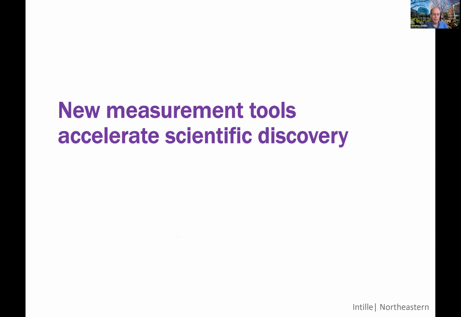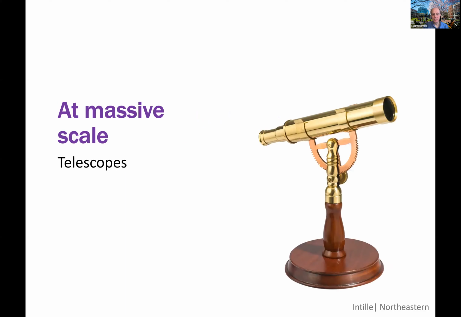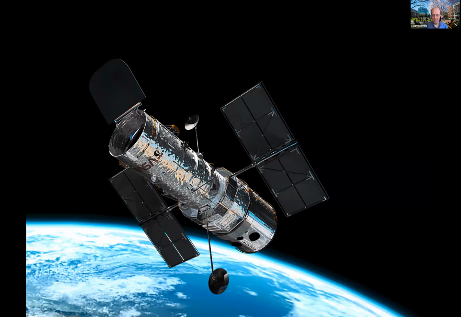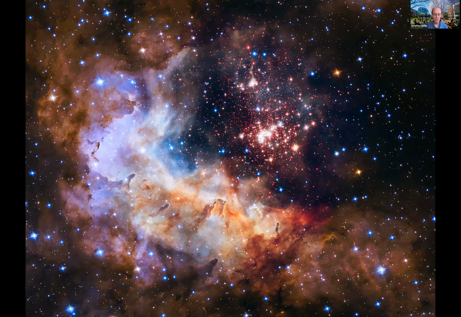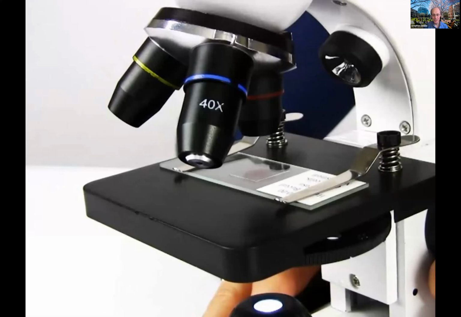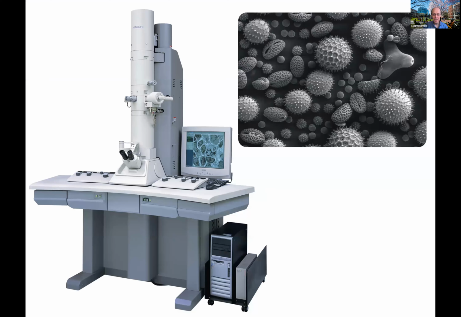Sort of backing up, I think new measurement tools are really what accelerate scientific discovery. If you think about it at a massive scale, we started off with simple telescopes and then we got bigger and fancier. And every time that we did, we had amazing discoveries. This is an image from the Hubble. Right now we have an even more advanced telescope out there. And at the micro scale, it's the same thing. Every time we go from simple microscopes to fancier microscopes to electron microscopes, there are scientific discoveries that come out of that. And now we have essentially genetic microscopes, right, that can look into DNA data.